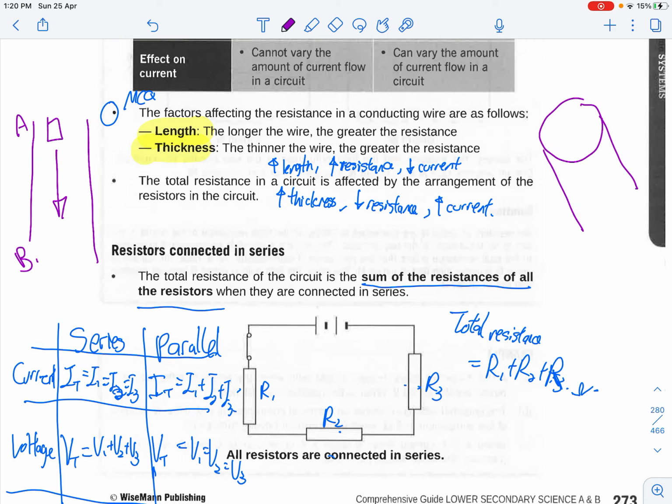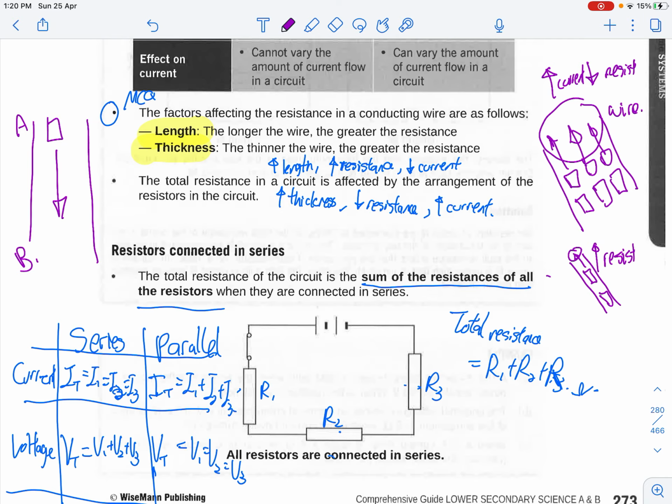When we look at the thickness of the wire, if the wire is very large, more cars or more charge can move past faster, and therefore the current flow will be high, therefore lower resistance. However, if the wire is very thin, maybe only one charge can move in a single file, this will greatly slow down the rate of movement of charges, therefore lower current, hence you have a greater resistance. So this one is low resistance, high current. High resistance, low current.